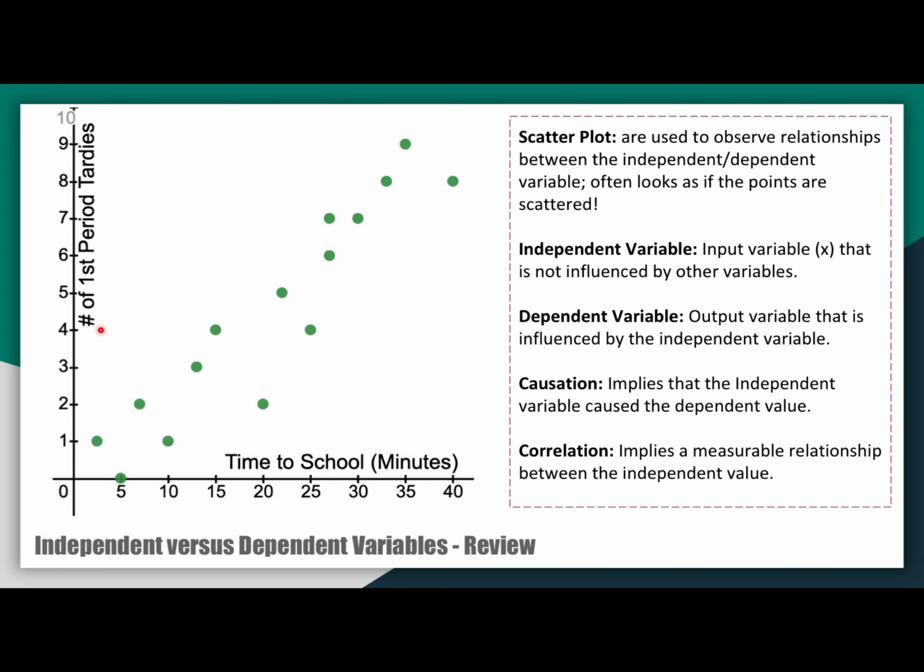Now our y variable here would be number of first period tardies, which would be our dependent variable. Now we're assuming here that the dependent variable is influenced by the independent variable. And in this situation, it kind of makes sense, right? If the time to school is longer, you probably have more first period tardies, but it's not a guarantee. And that's the huge difference here. We like to think that one causes the other, but that could be completely wrong. And maybe what we really have here is just correlation, that, hey, they're related to each other. There's a relationship there, but it's not a perfect science.